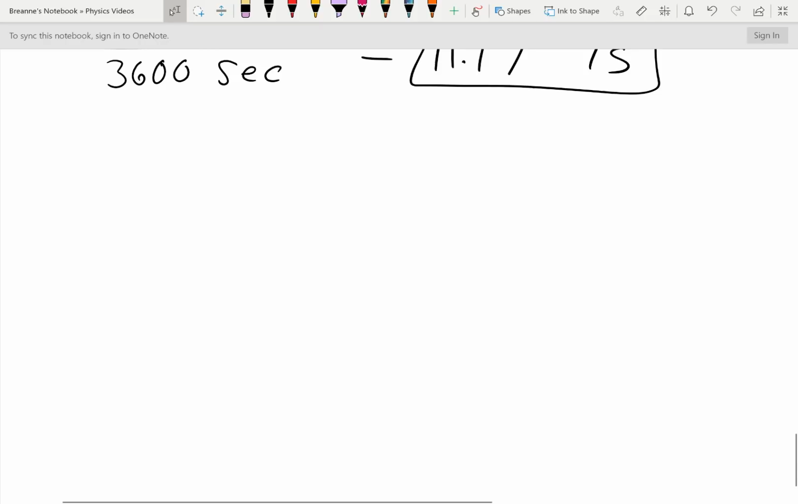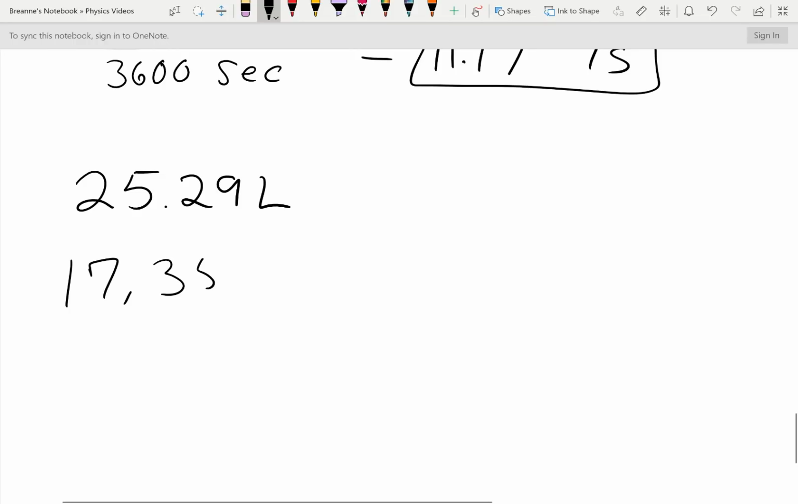Milliliters of Kool-Aid. Catherine has blank liters left. So the givens are 25.29 liters of Kool-Aid. That's what she made. And then to know how much her guests drank, it says 17,350 milliliters. To know how much is left, we need to subtract them.